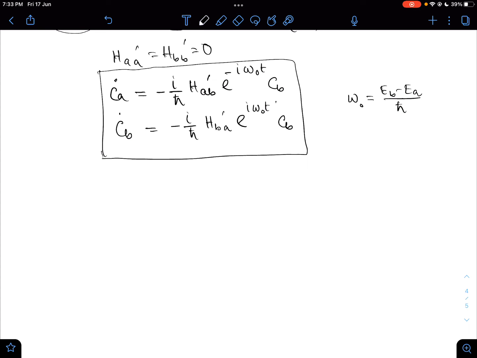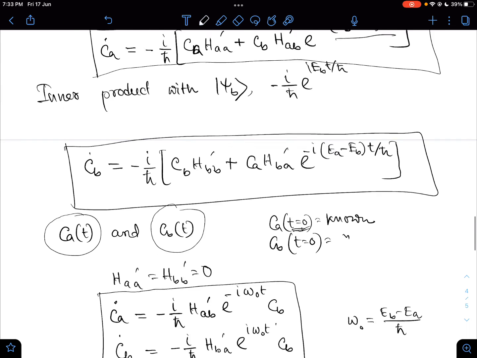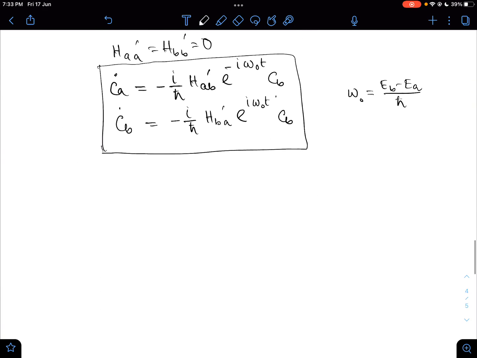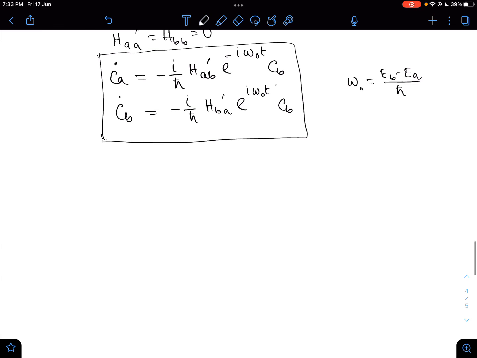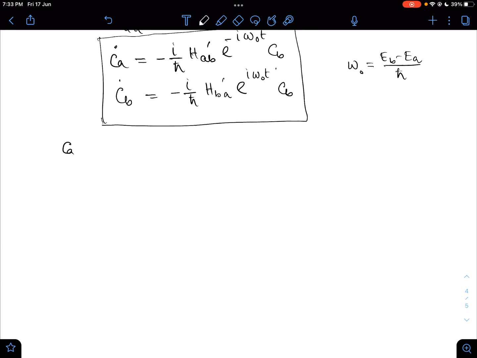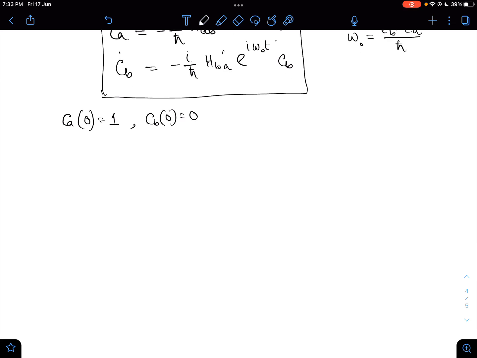So far we haven't made any assumption about the size of the perturbation. Till now everything is exact. Now if H prime is small, then we can solve this equation by some successive approximation. Suppose that the particle starts out in the lower state. That means C_a at initial time is 1 and C_b at initial time is 0. If there is no perturbation, then the system would stay this way forever.